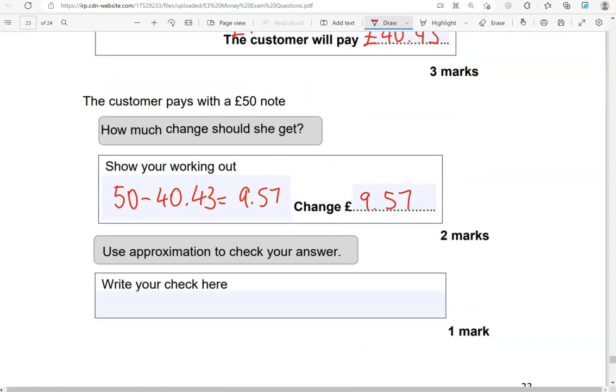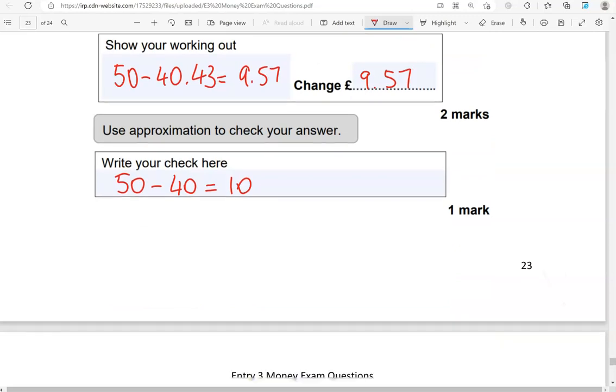Use approximation to check your answer. So roughly, the amount was £40 and 43 pence, that's about £40. So we'll do 50, take away 40, that gives us 10. And that's very close to £9.57 that we had there, so it shows we've done the calculation correctly.